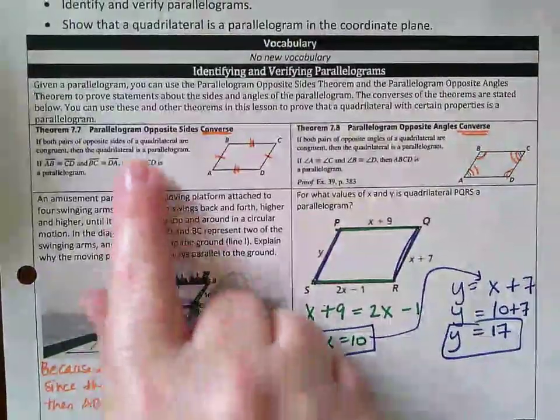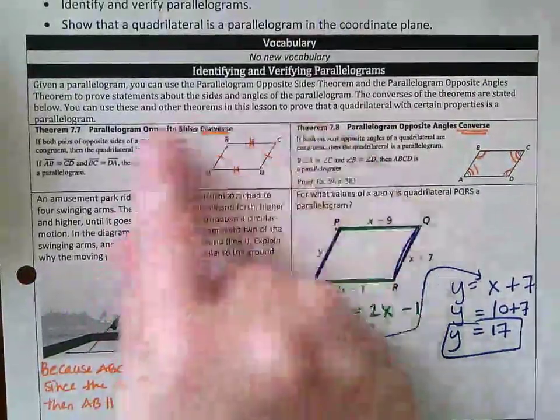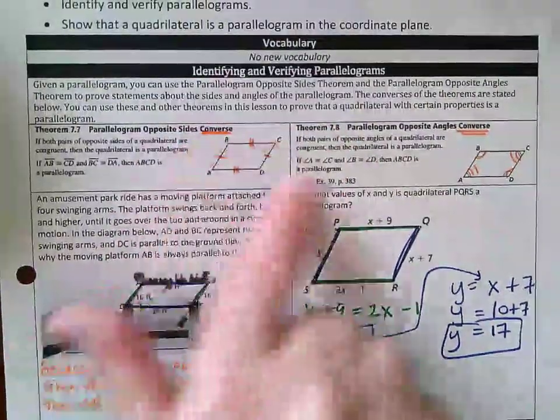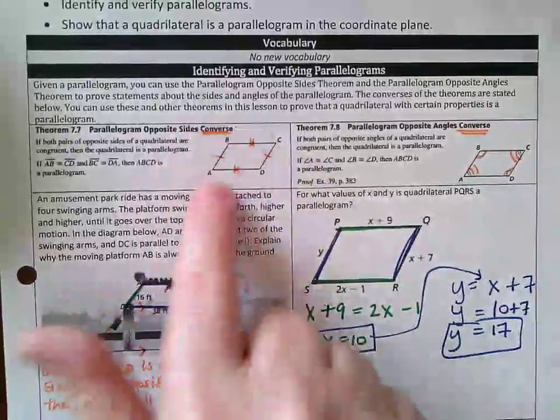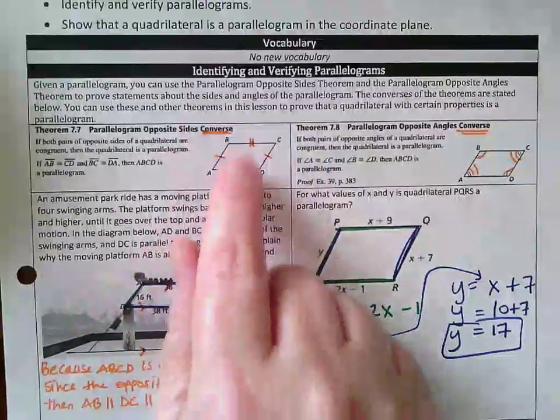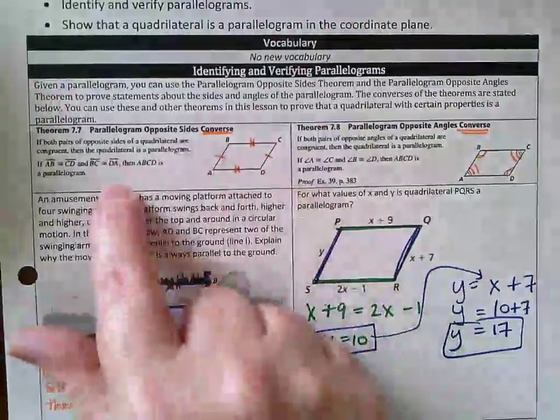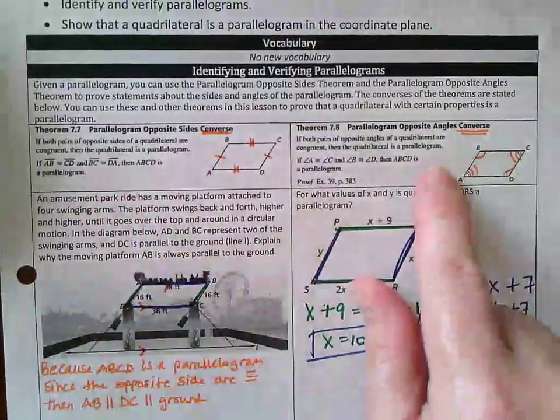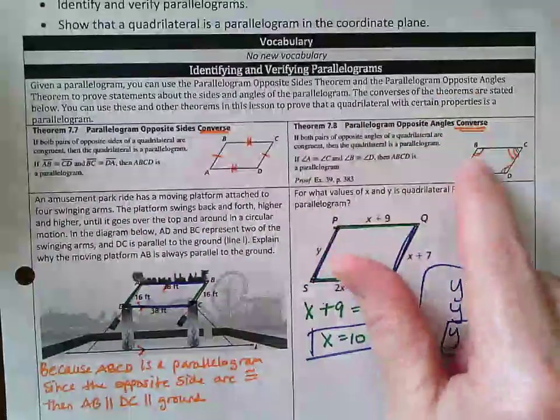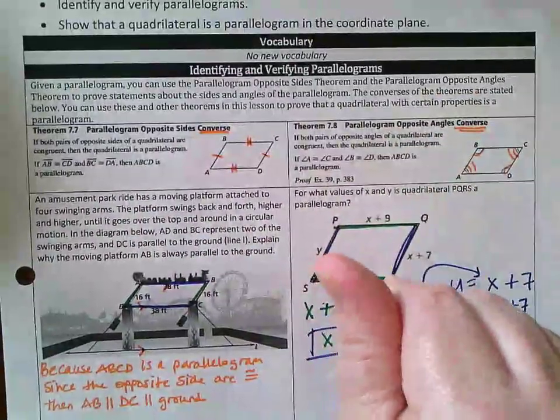So, parallelograms, opposite sides converse. Basically, you're undoing this. You're trying to say that you have a quadrilateral and you're trying to tell me that this is a parallelogram. If the opposite sides are congruent, then you've got a parallelogram, okay? If the opposite angles are congruent, you have a parallelogram.